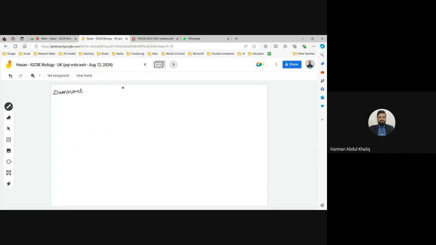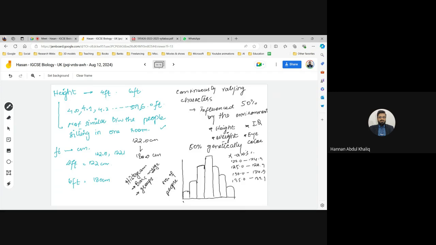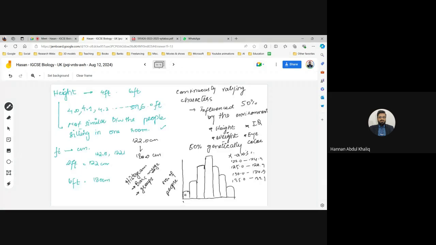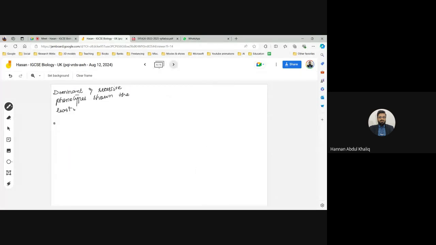what you can represent here, please be very careful. Dominant and recessive phenotypes are shown the least. The least number of people are showing the recessive phenotypes. Now this one is the recessive, the first group, and the last group is going to be dominant. These are the people showing the recessive or dominant phenotype.